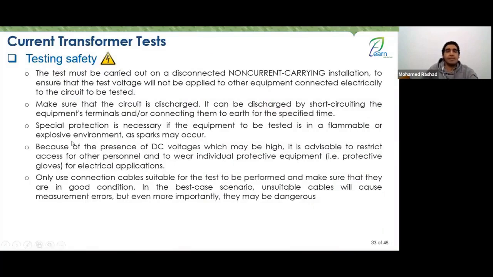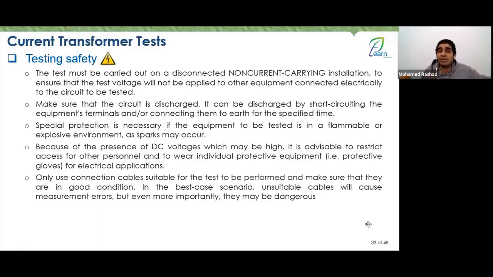The first thing is that when you're conducting this test, it must be this way. When you're conducting a test between the primary and secondary, both must be completely isolated from the primary circuit and isolated from the secondary circuit. There should be no relay or meter connected to the secondary circuit, and the primary should not be closed.